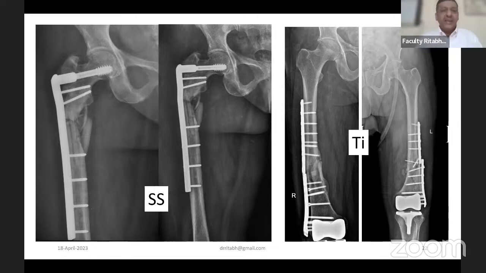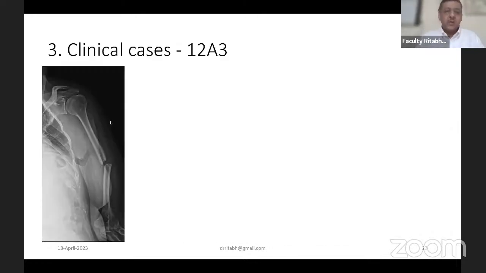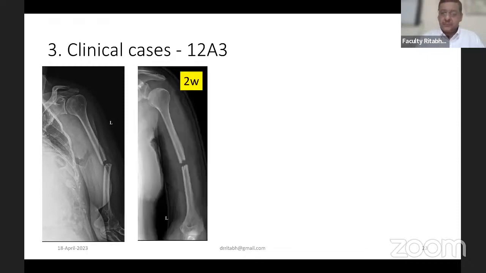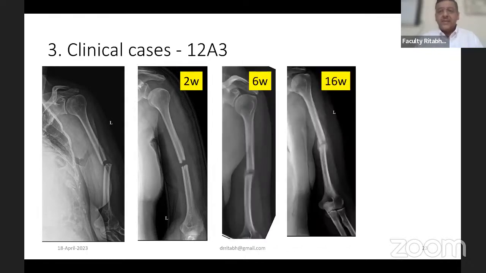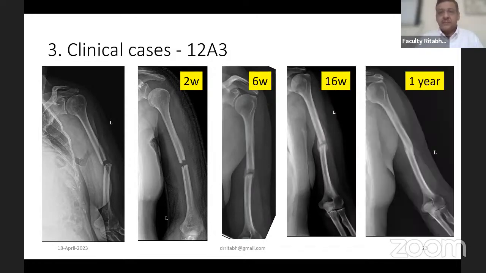Coming to clinical cases, this is a 12-A3, a transverse fracture in mid-shaft humerus. As you can see at 2 weeks, this is the fracture gap. This is at 6 weeks. This is 16 weeks. And this is a year. So nature has followed all the principles of physics and mechanics, and the patient has a beautiful functional outcome.